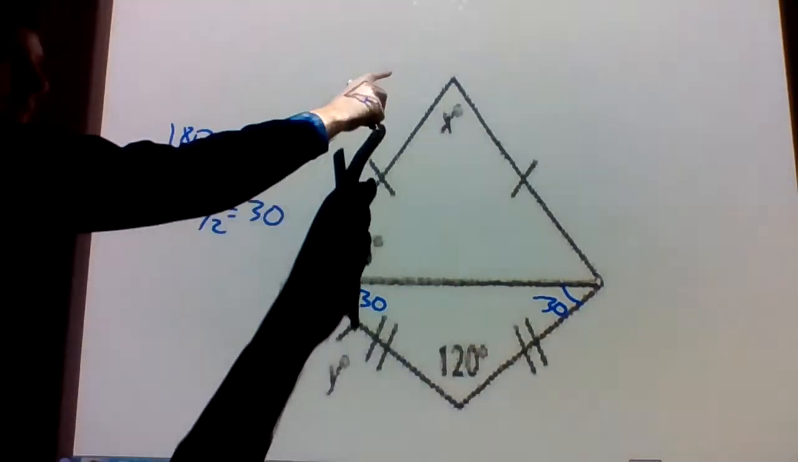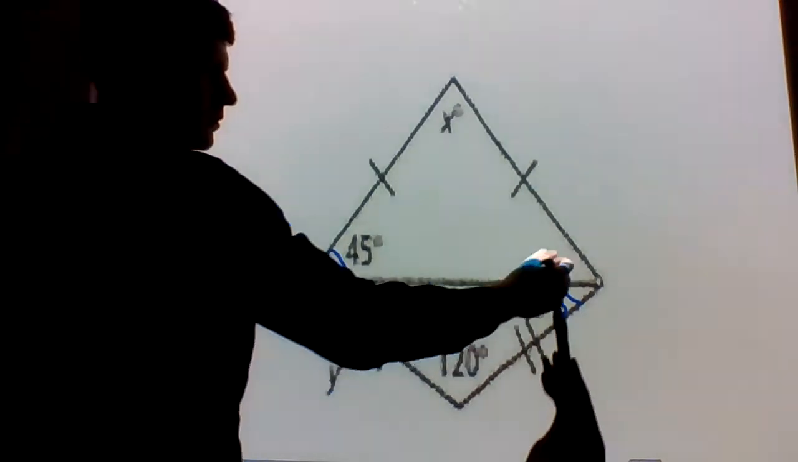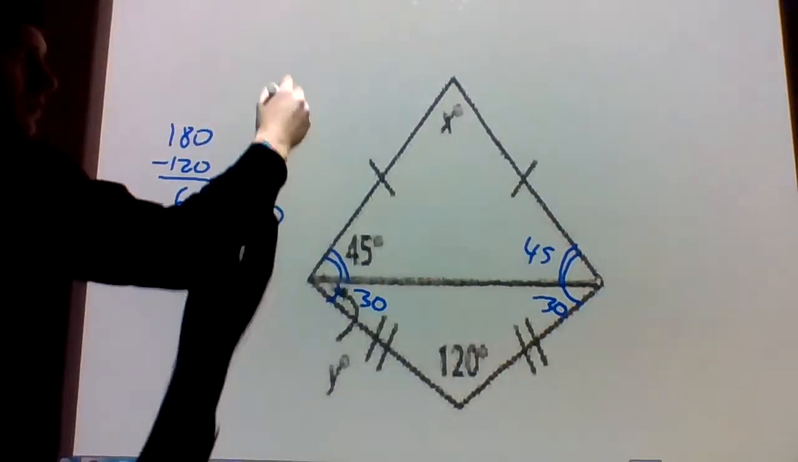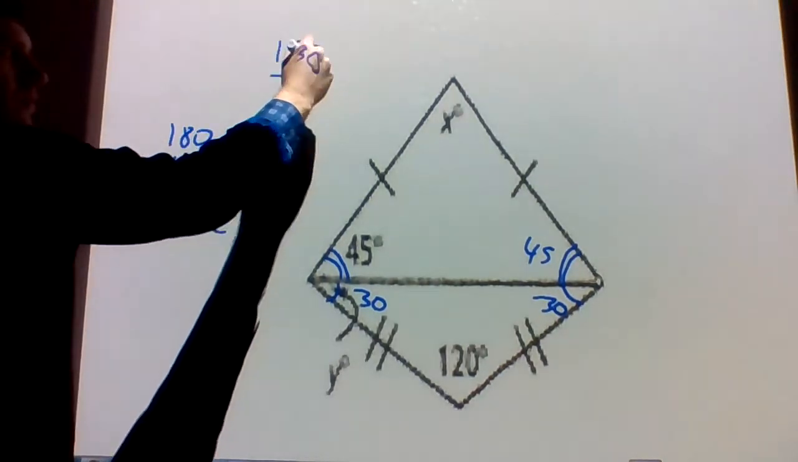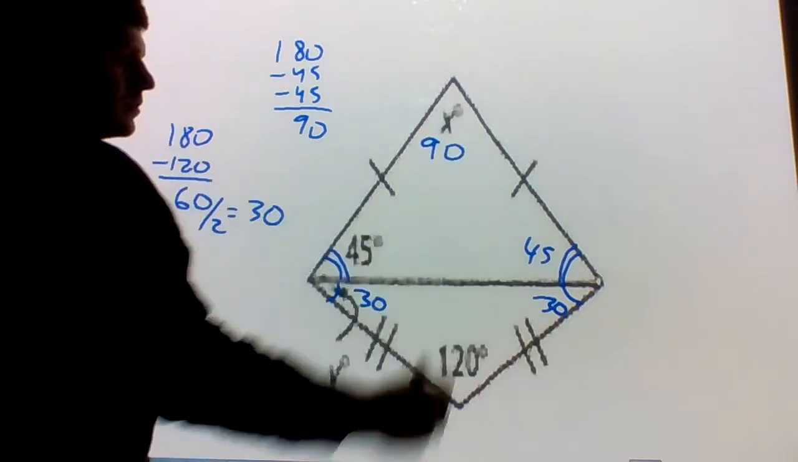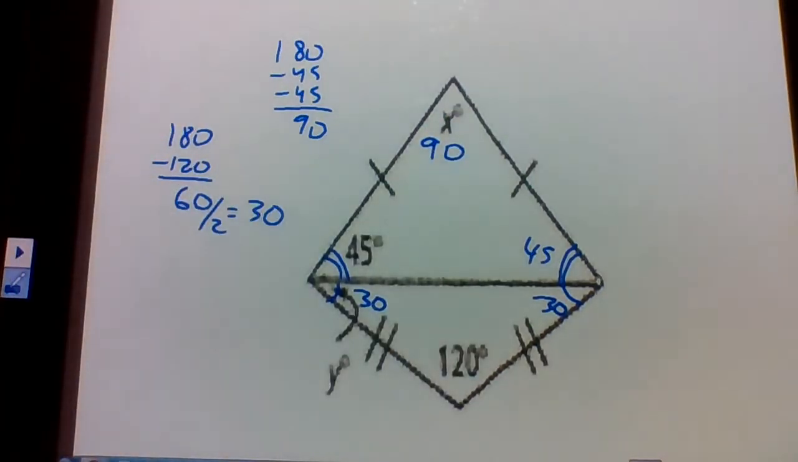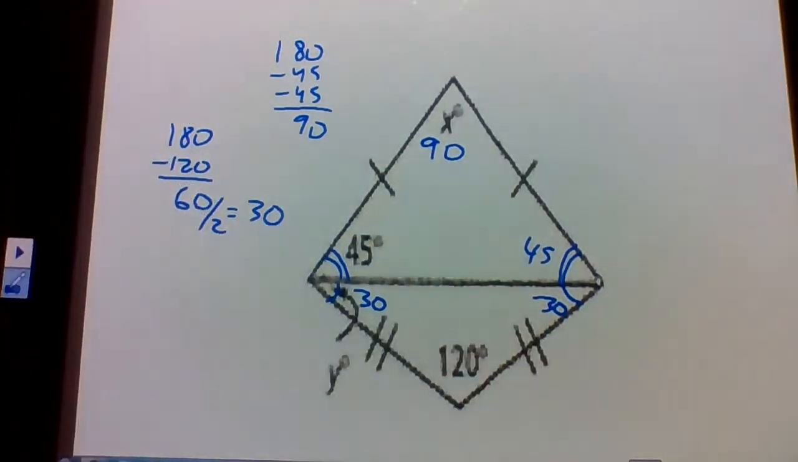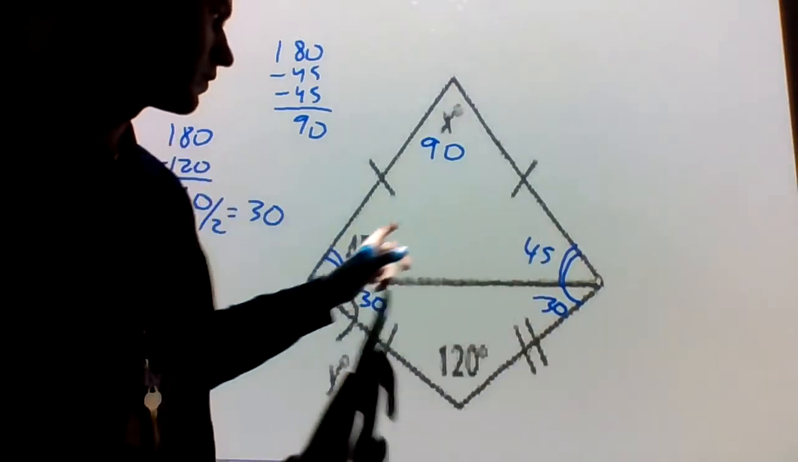Okay, up here for the top triangle, these are going to be your base angles. So if this one's 45, this one is also 45, which means we can then do 180 minus 45 to get 90. Right, 90 plus 45 plus 45 is 180. 30 plus 30 plus 120 is 180. Base angles are congruent.